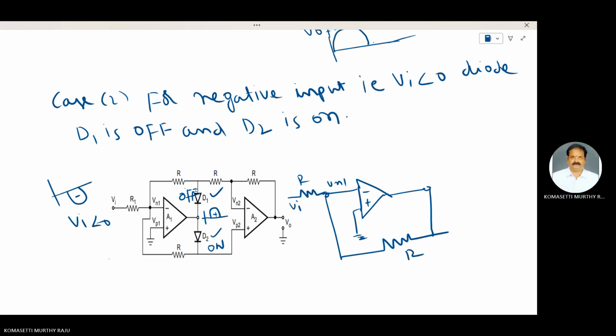Here the resistance is R here. The resistance R here. R plus R. Whenever this is open circuit, R and R are connected in series. Therefore, R plus R is 2R. Another op amp here connected to this one.